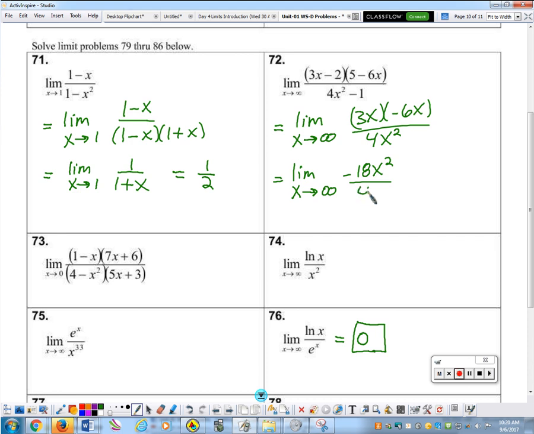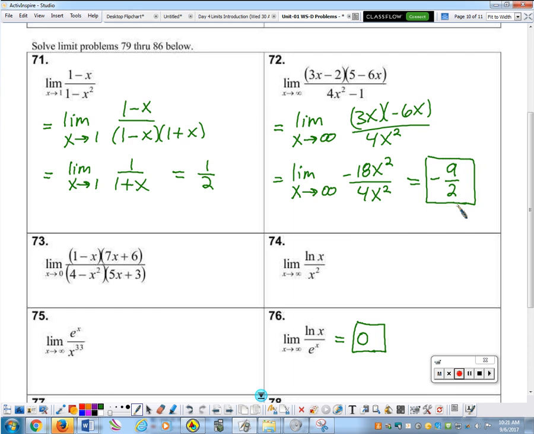This is 4x squared. The x squareds can divide to make 1. The 18 and the 4 divide also. That becomes 9 over 2. So this is an example, Paris, that when x is approaching infinity, because the top and bottom grow at relatively the same rate, the whole thing approaches a number. Negative 9/2. Okay, yeah. That's what you were looking for as an example, right?